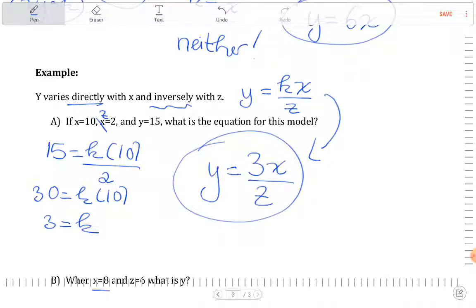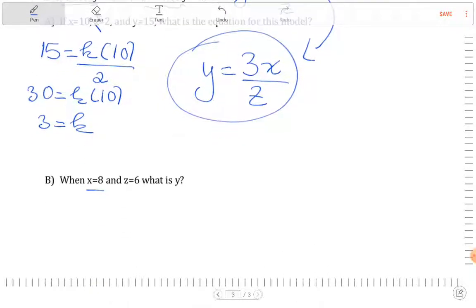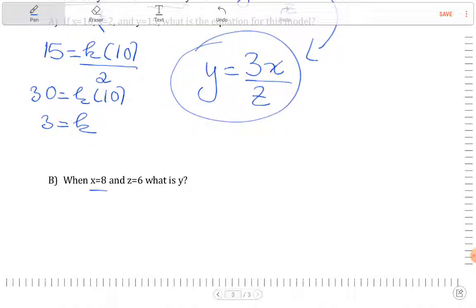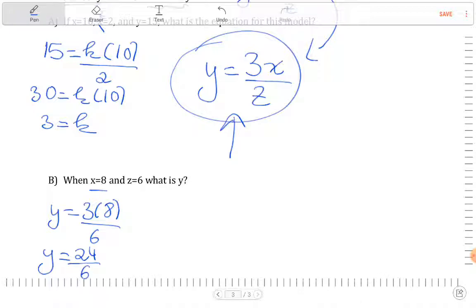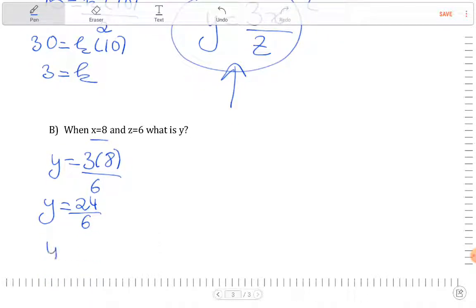Okay, when x is 8 and z is 6, what is y? I'm going to use the equation I just found, and I'm going to just plug in the information I'm getting. 3 times 8 over 6. Y equals 24 over 6. Y equals 4. And there you go.